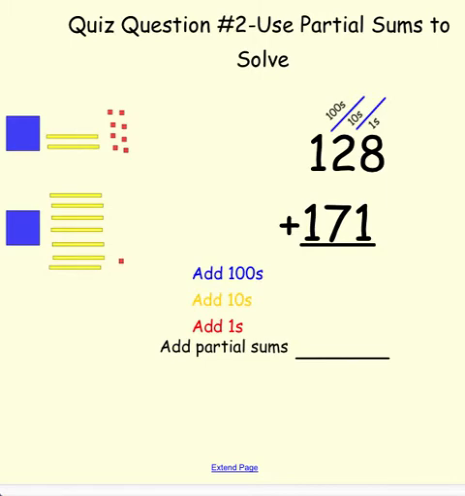Your turn to try this. Quiz question number 3. Please use the partial sums method to solve. Okay, what you're going to do is copy 128 plus 171 into your notebook. Then you're going to add your hundreds, add your tens, add your ones, total all those parts together, and record your final answer.